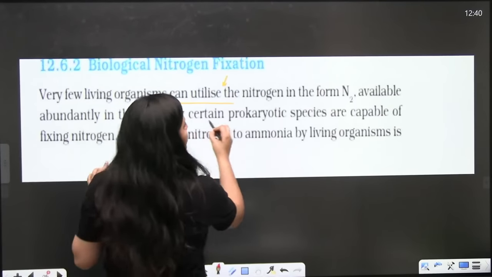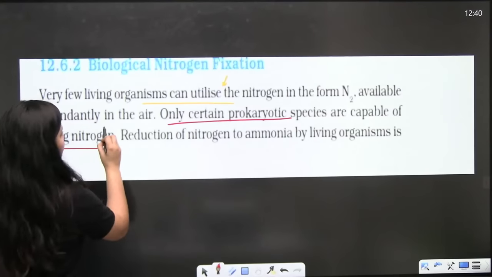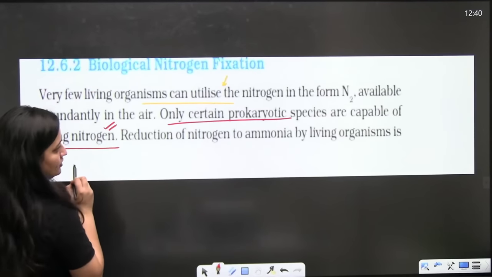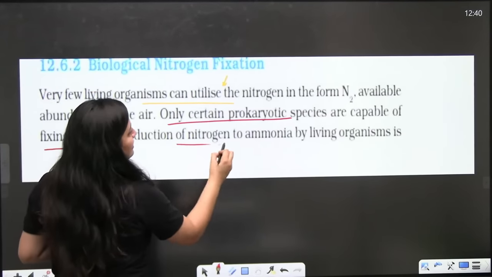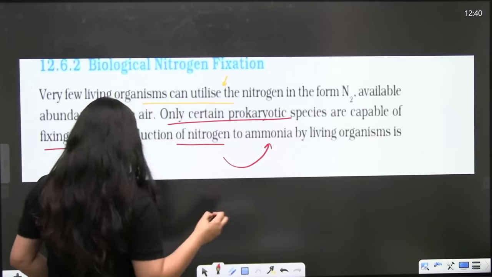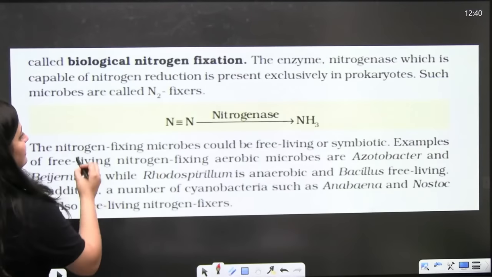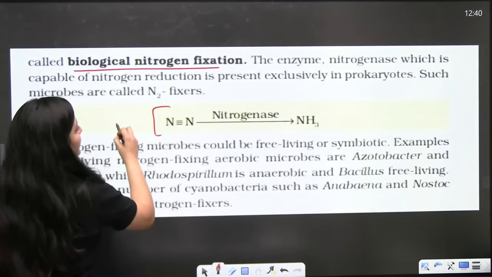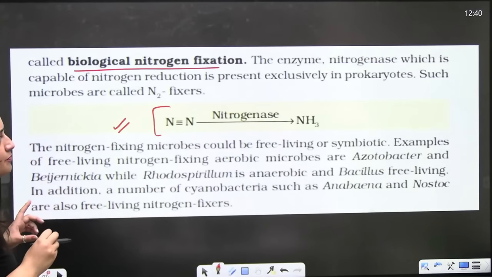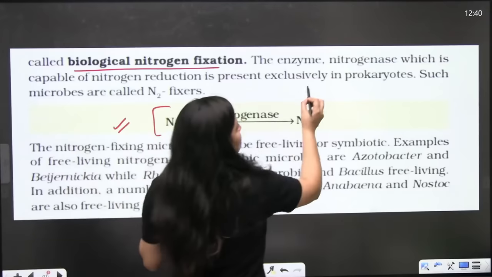So only certain prokaryotic species are capable of fixing nitrogen. Now we are talking about the biological nitrogen fixation. So you know that reduction of nitrogen to ammonia by living organism is the biological nitrogen fixation. This reaction is important. So, which enzyme is used here?